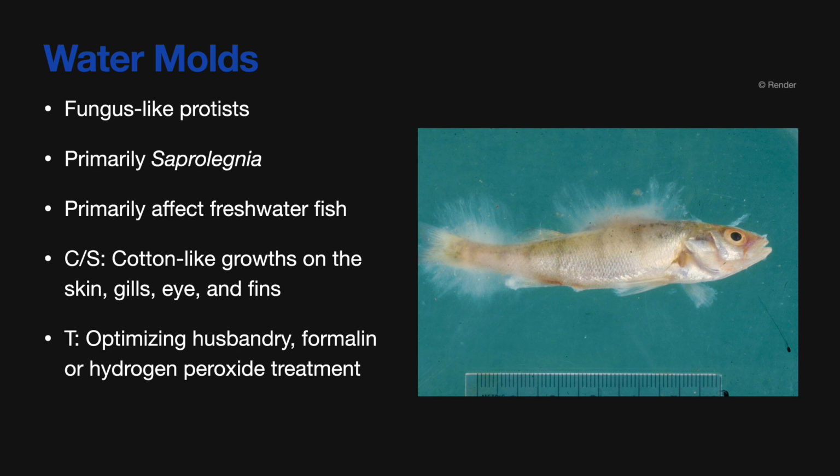These are actually fungus-like protists, such as saprolegnia. Infections are most common in freshwater fish. Clinical signs include cotton-like growths on the skin, gills, eyes, and fins. Treatment focuses on optimizing husbandry and performing formalin or hydrogen peroxide treatments. Next, we have several bacterial infections.